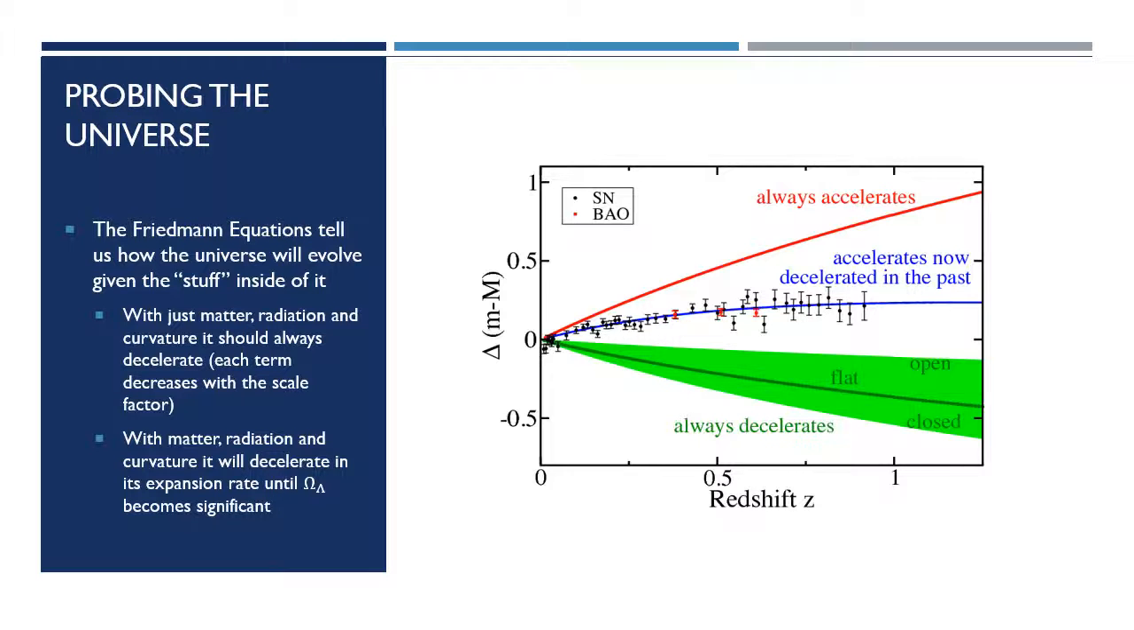But again, just recapping how the Friedmann equation tells us these things: the Friedmann equations tell us how the universe will evolve given the stuff inside of it. So if there was only, this is a really important result, if it was just matter, radiation, and curvature, it should decelerate as the universe expands. But it turns out that in our universe, if you have matter, radiation, and curvature, it will decelerate until the term involving the cosmological constant gets bigger than those three.